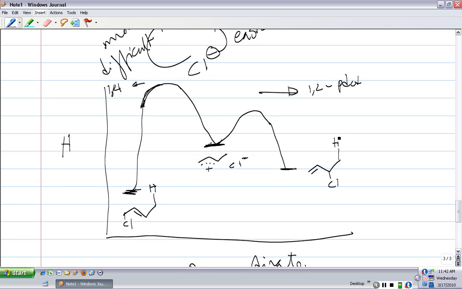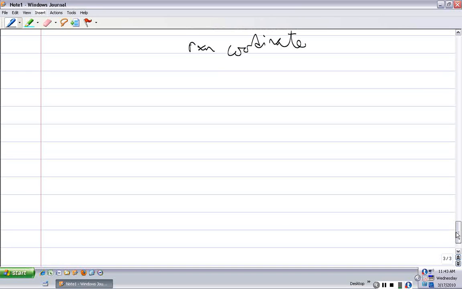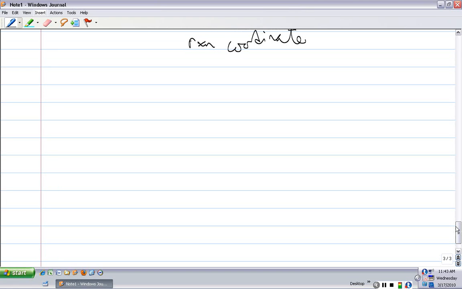Now, this is particularly interesting because what this means is that the more stable product is forming via the more difficult reaction. And I'm going to say that again. The more stable product is forming via the more difficult reaction. And this is very counter to everything we've met before. And I'll give you an example. In fact, we just looked at one.